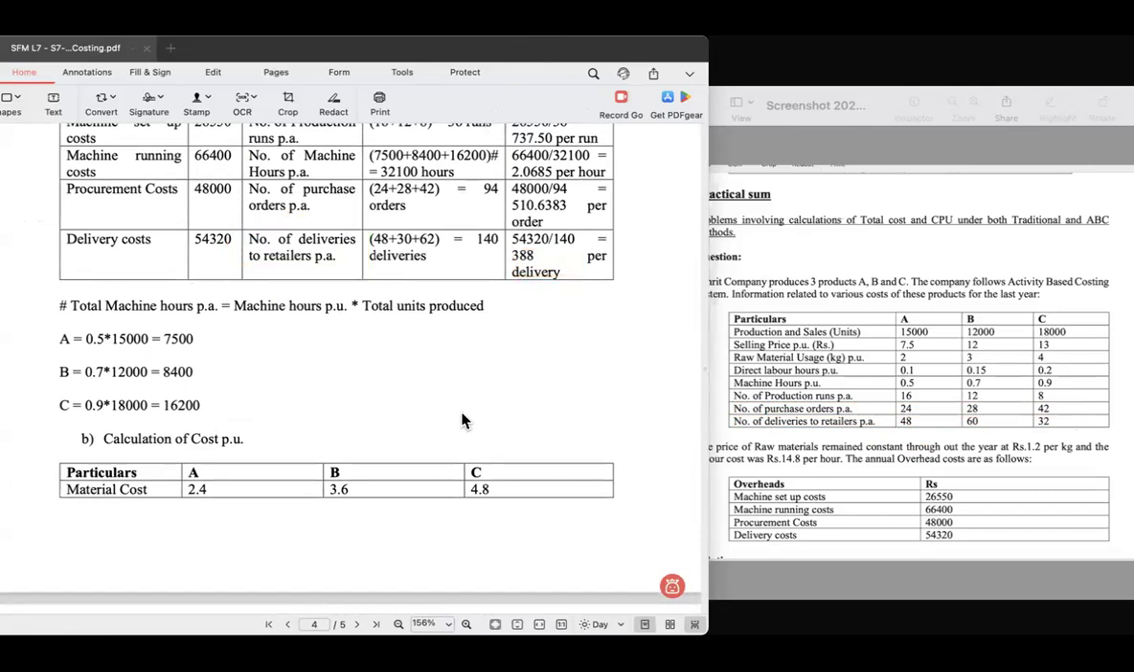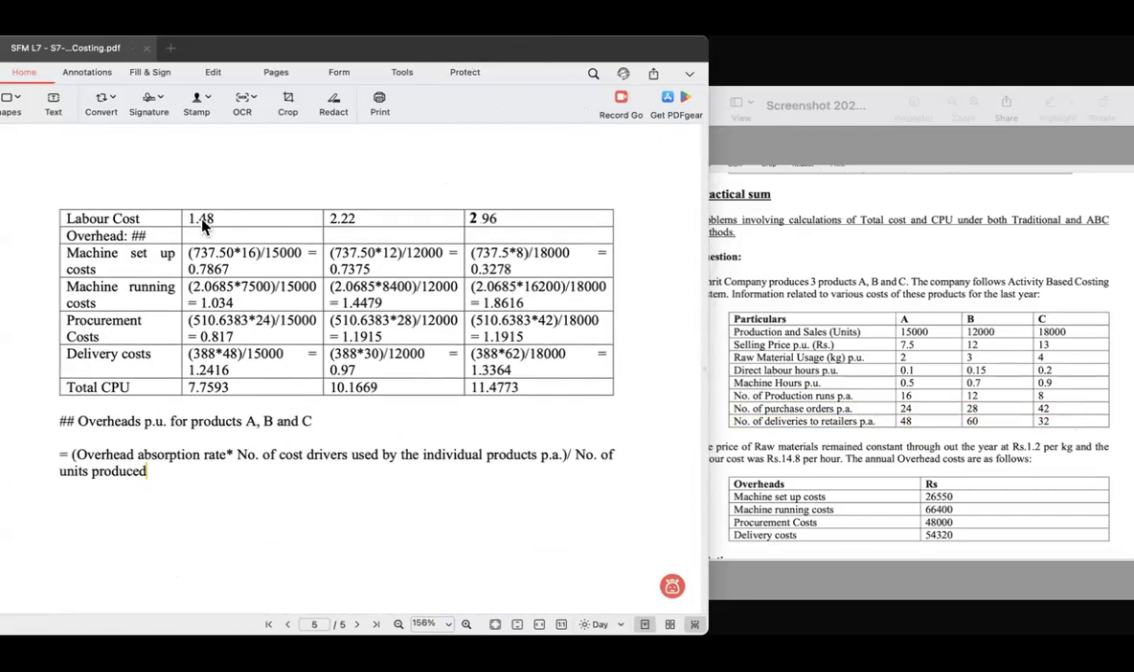So we're going to take the OAR to find the overhead cost per unit. So 388 into number of deliveries to retailers per annum. 48, not 30. This should be 60. Remember? See, this is 60. Correct it. This has to be 60. And 32. This has to be 32.